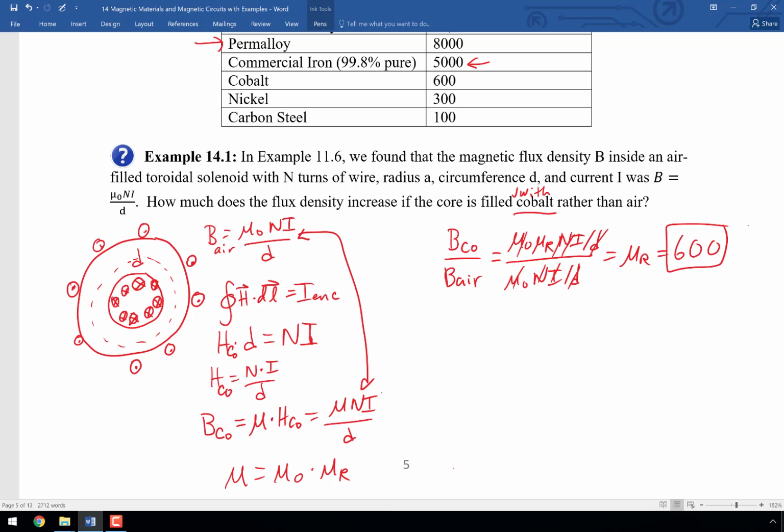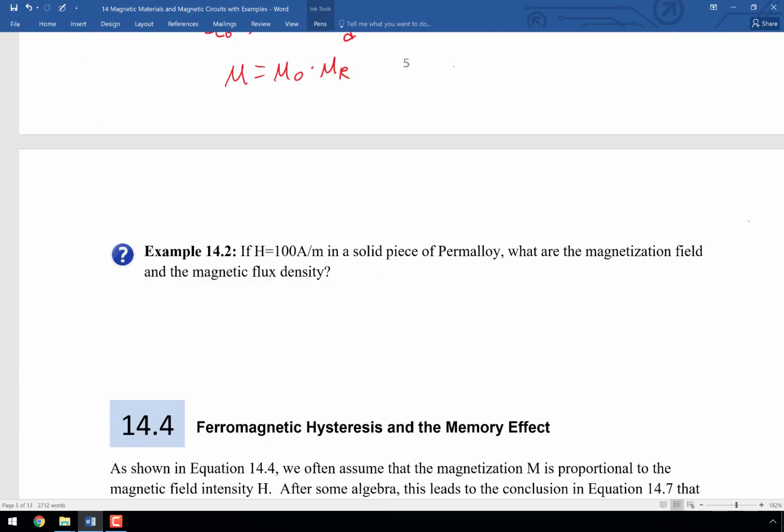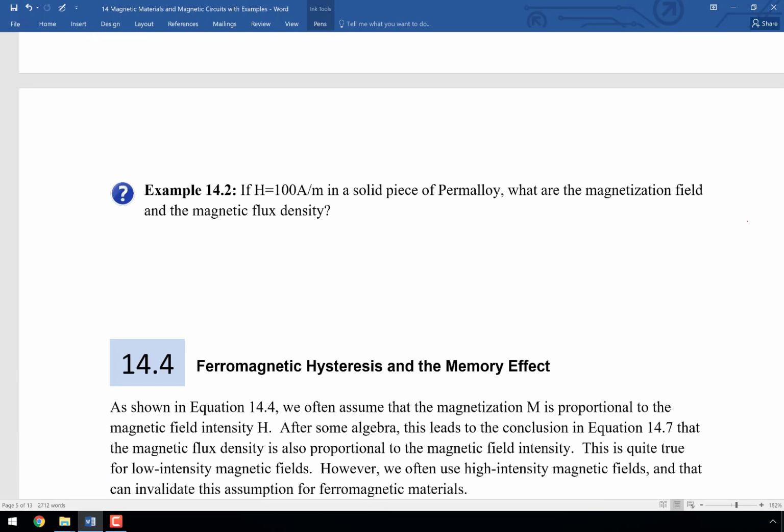This is very important to us. We will never have an air-filled core. It will always be filled with some sort of ferromagnetic material because it gives us more bang for the buck. If H equals 100 amps per meter in a solid piece of permalloy, by the way, I forgot to mention, amps per meter are the units of H, the magnetic field intensity. What are the magnetization field and the magnetization flux density?